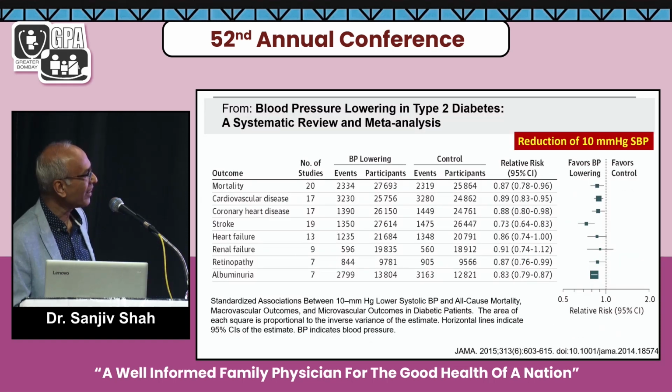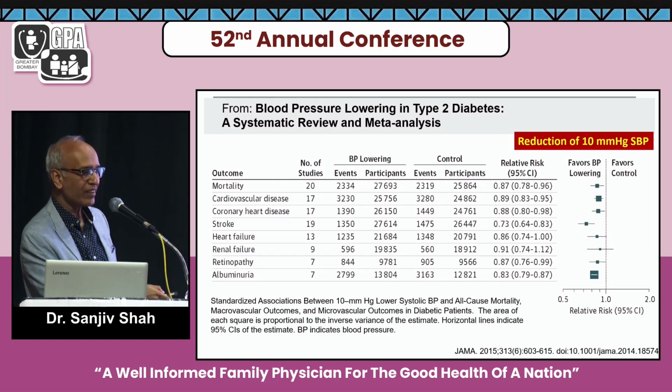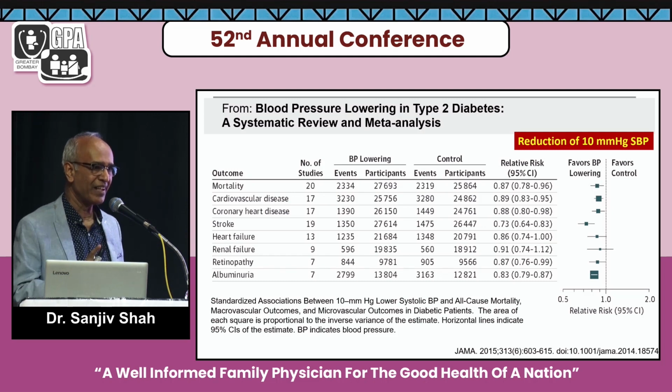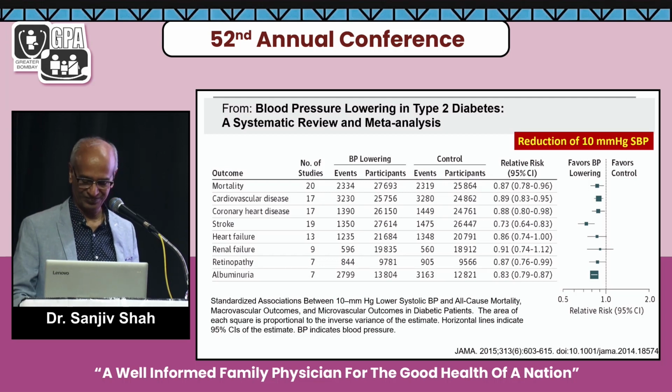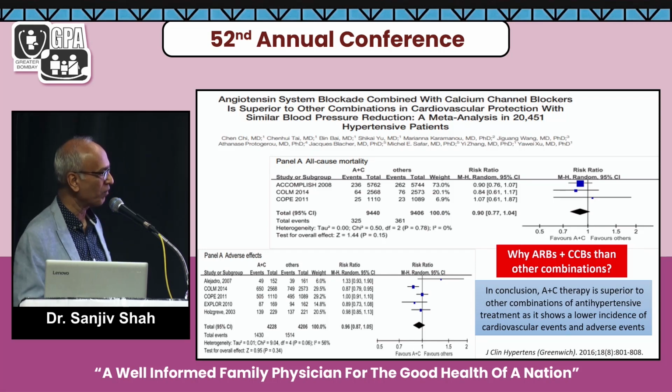Simply telling you the meta-analysis of antihypertensives: a 10 millimeter lowering of systolic blood pressure would benefit. This is 20 studies, 17 studies and all that. CV disease, mortality, CHD, maximum benefit in stroke, heart failure, renal, retinopathy and albuminuria. 10 millimeter. So 140/90 is okay, chalta hai, is all wrong. If you really want to prevent, it has to be 130. The SPRINT study showed 120 in the non-diabetic population.